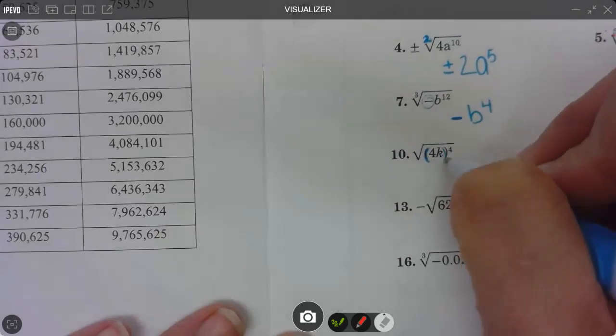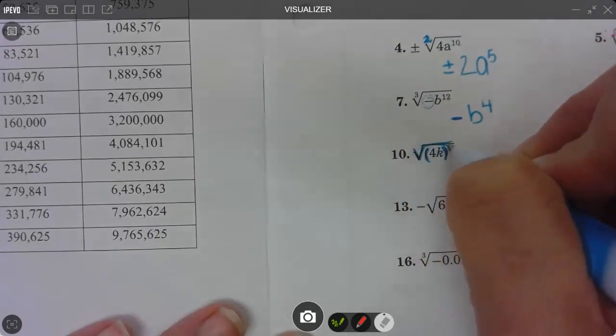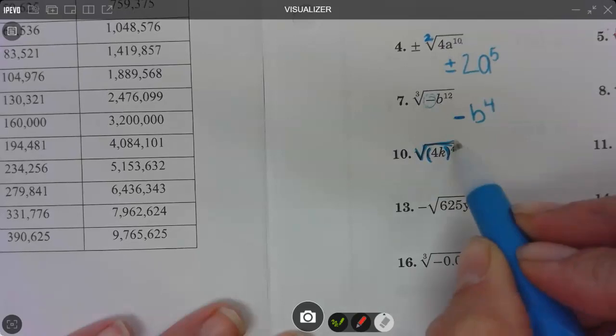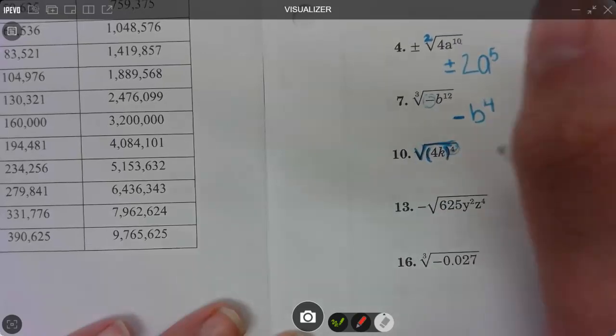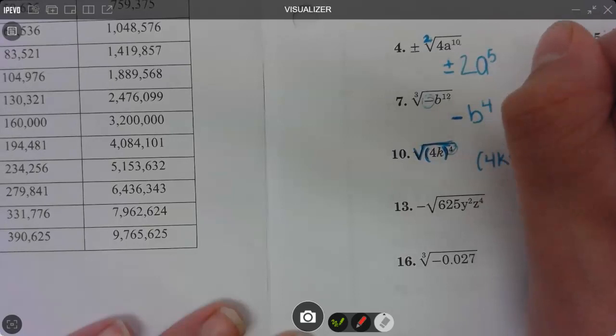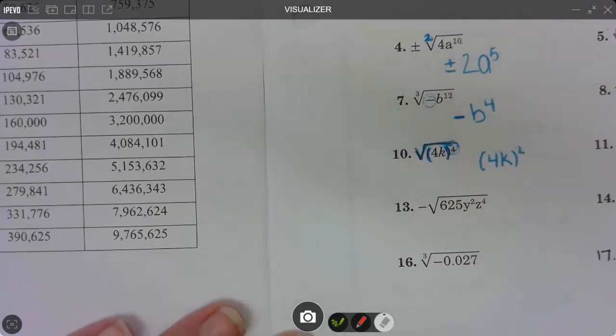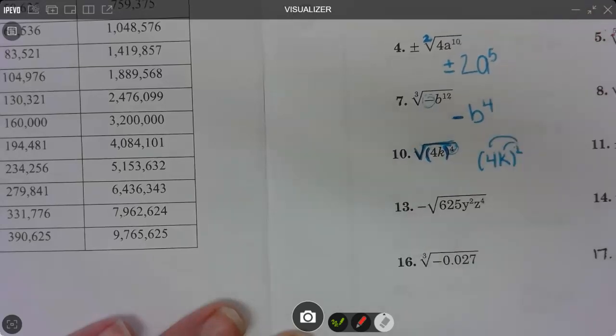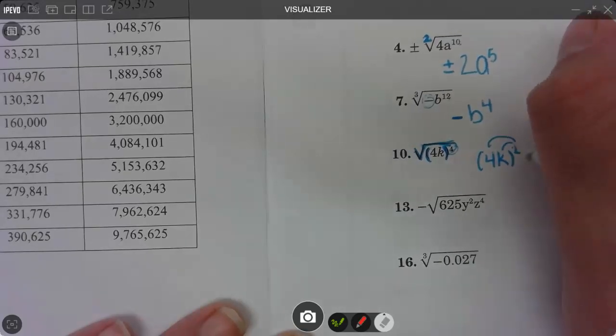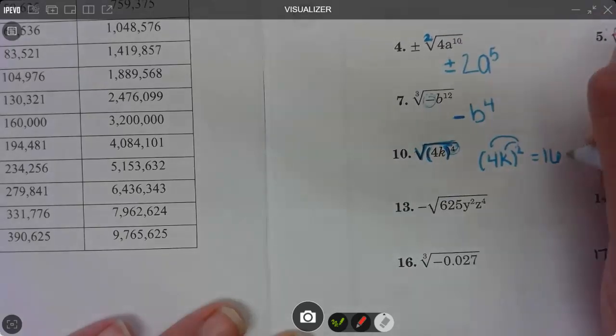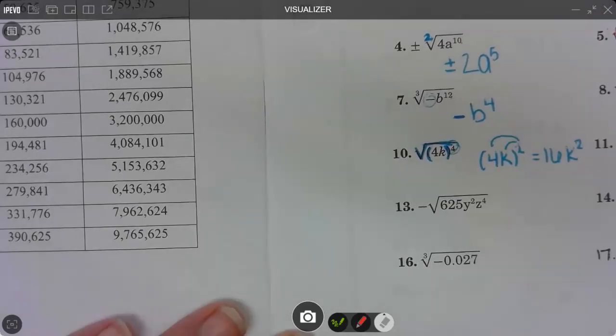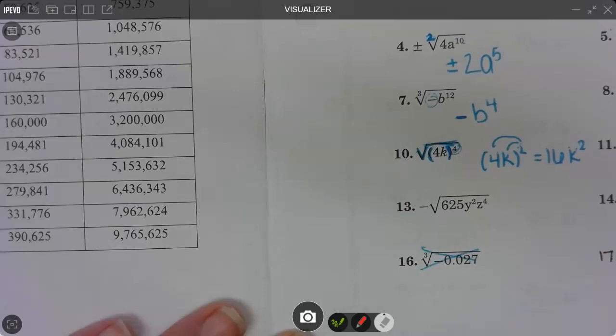Remember that if something is inside parentheses in a square root, you simply divide the power. So 4 divided by 2 is 2. That would become 4k squared. To completely simplify, you would distribute the square to both terms. 4 squared is 16k squared. We are not doing anything with decimals.